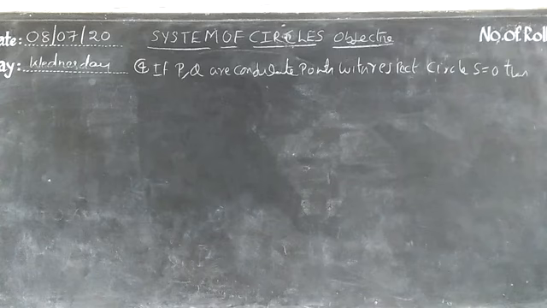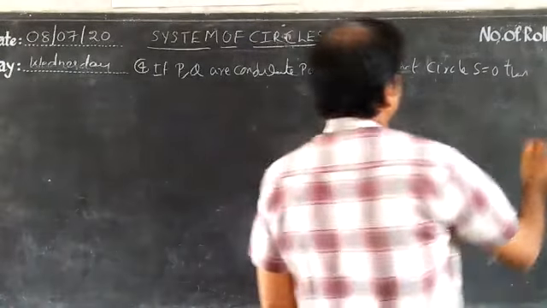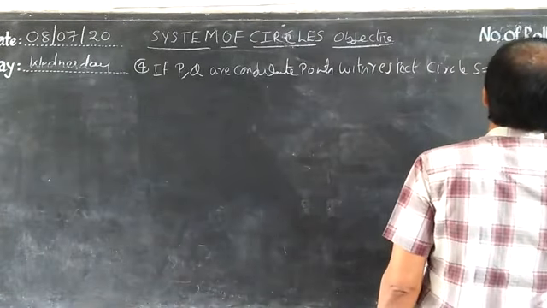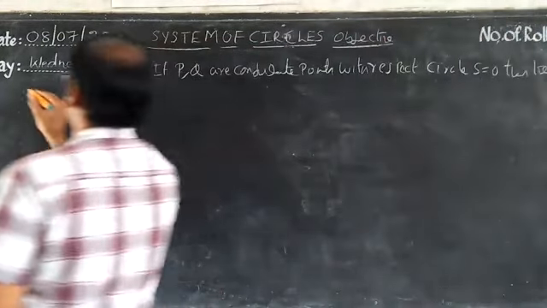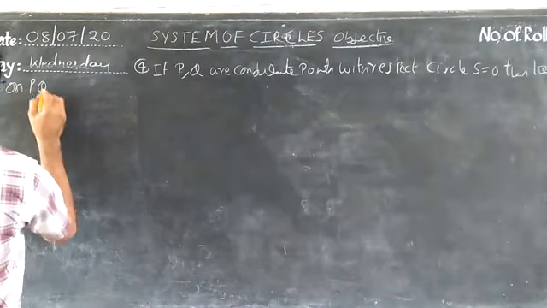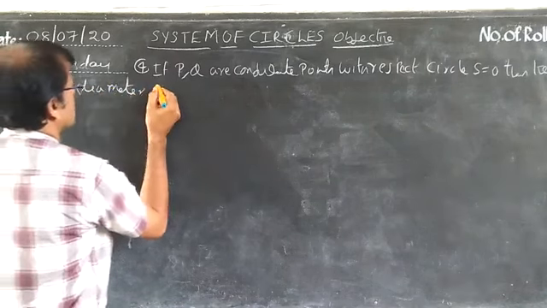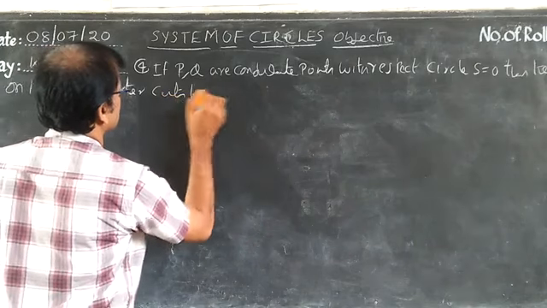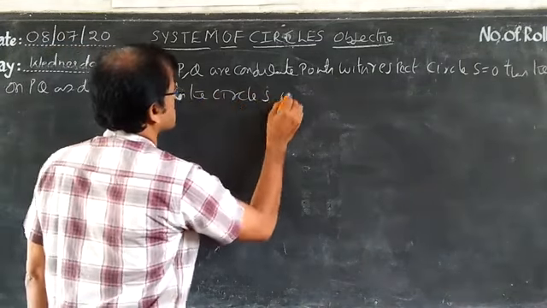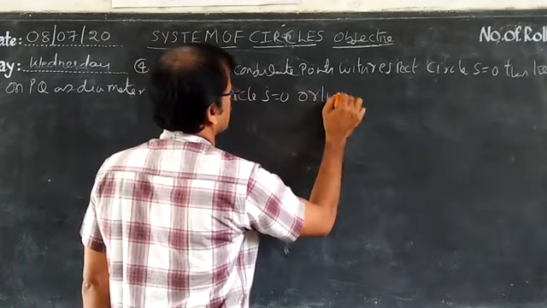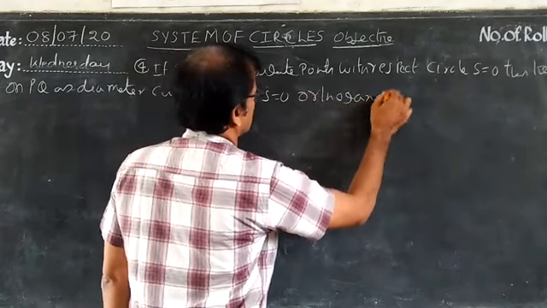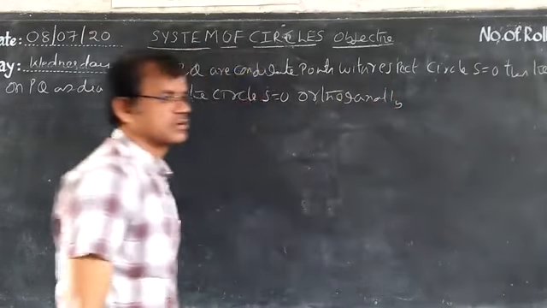Then the circle on PQ as diameter cuts the circle S equal to 0 orthogonally.